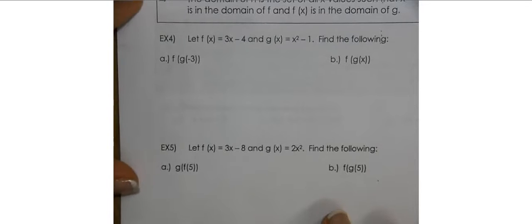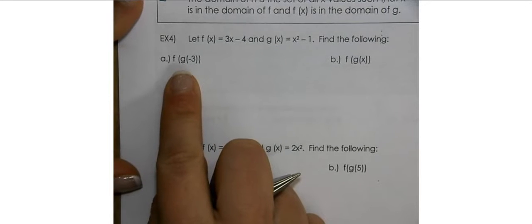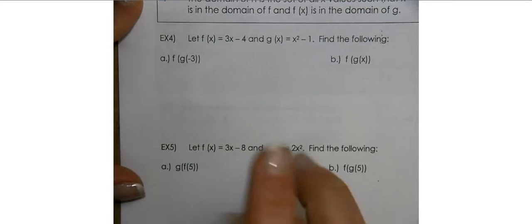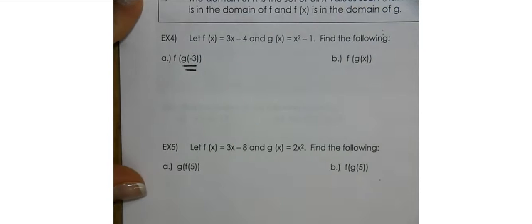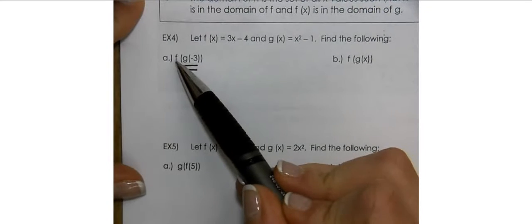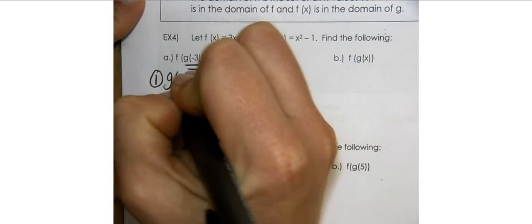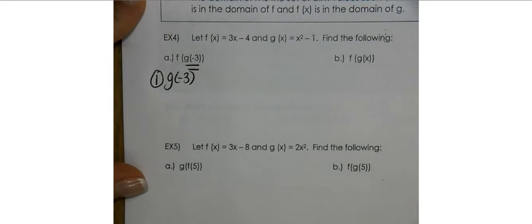Here we go. Example number 4. There are 2 steps in starting on the inside and working your way out. We have f of x is equal to 3x minus 4, and g of x is equal to x squared minus 1. And we want to find f of g of negative 3. The first thing we need to do is identify what number g of negative 3 produces. Then we're going to perform the f part of that function. So step number 1 is identifying what g of negative 3 is. That's starting on the inside and working our way out.